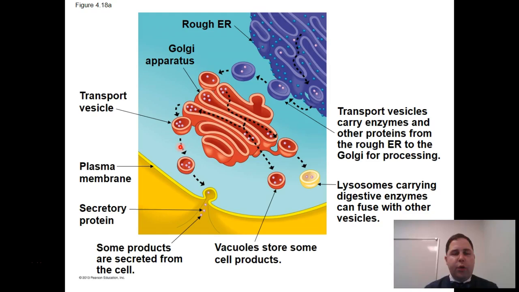Or they can be pushed to the cell membrane, and when this vesicle fuses with the membrane, everything inside is going to be released to the outside. So there are three sort of places you can end up: outside of the cell, in a vacuole, or digested by a lysosome.